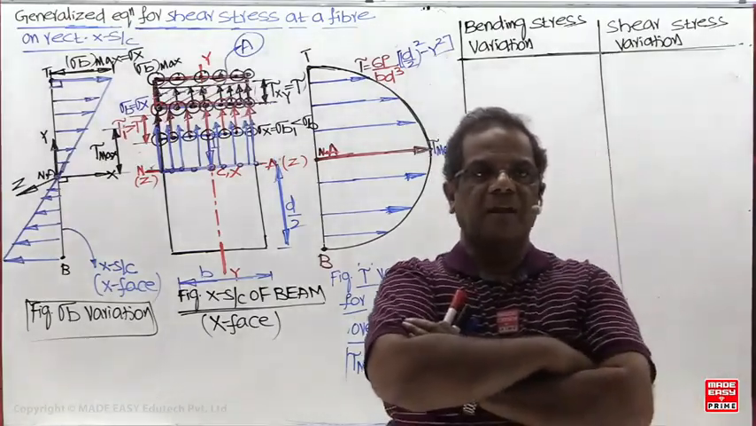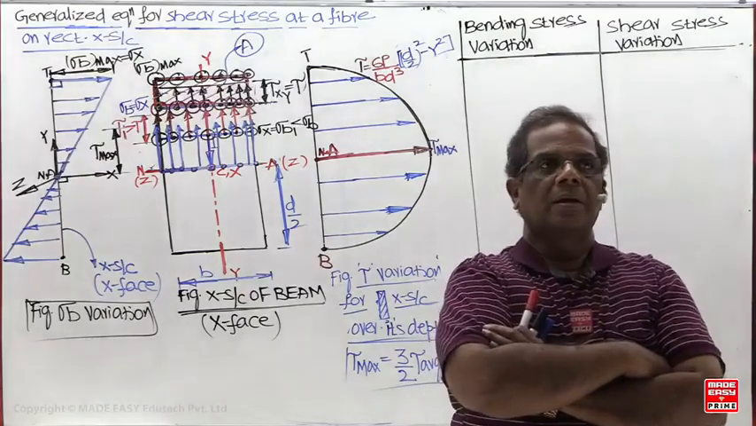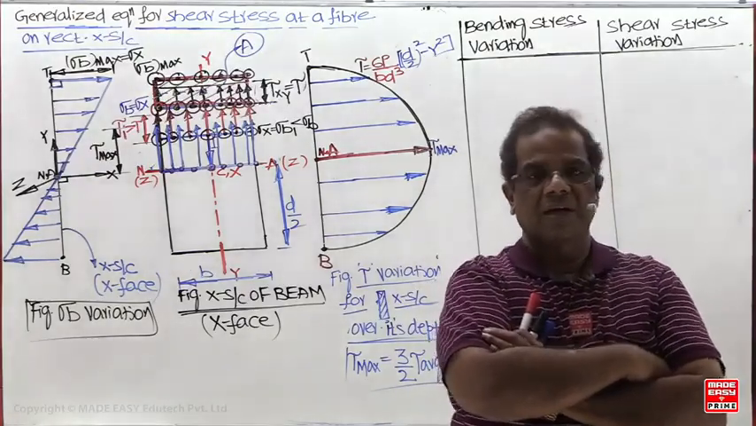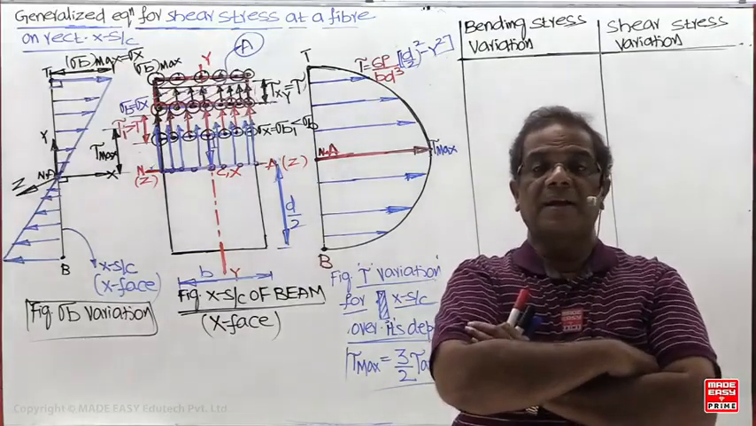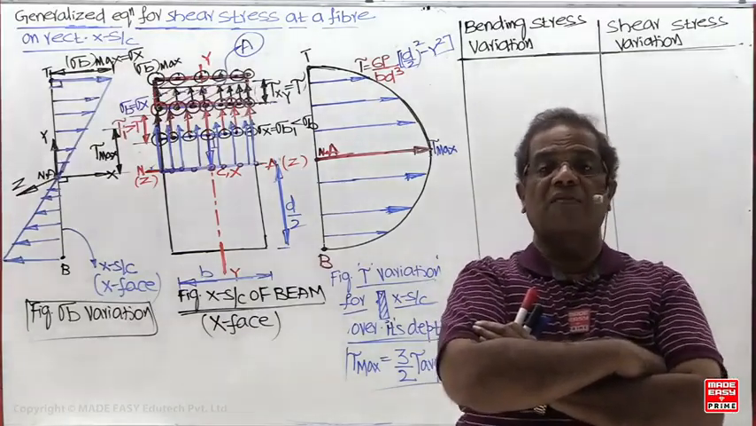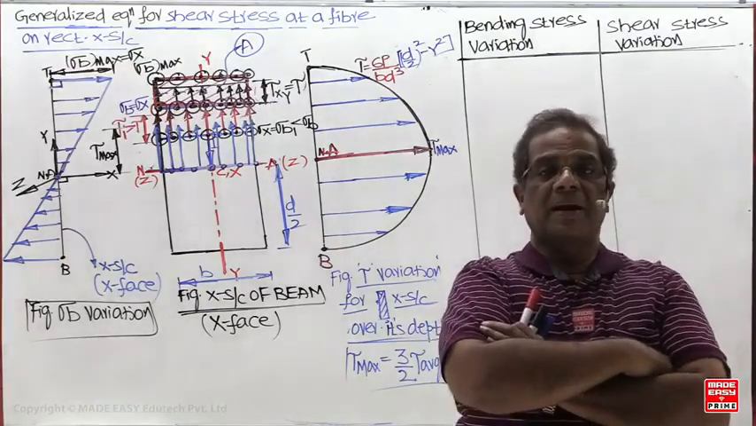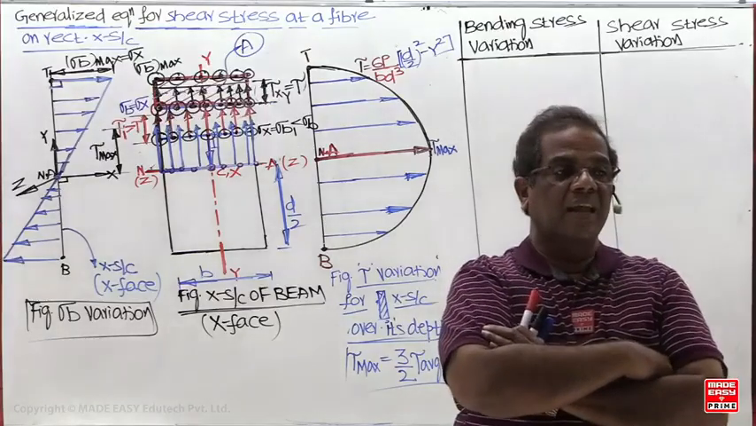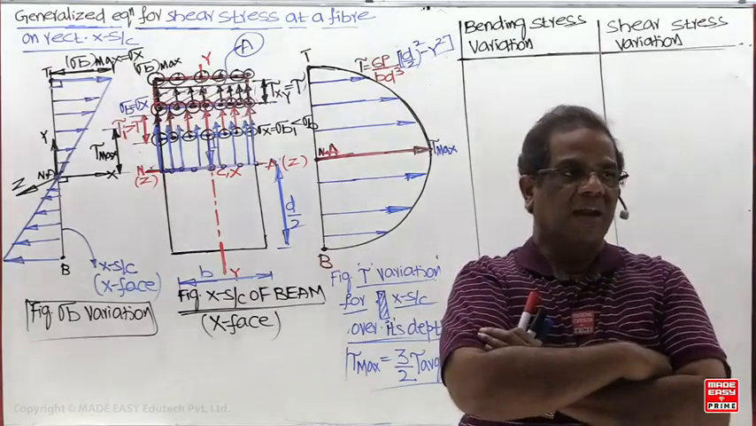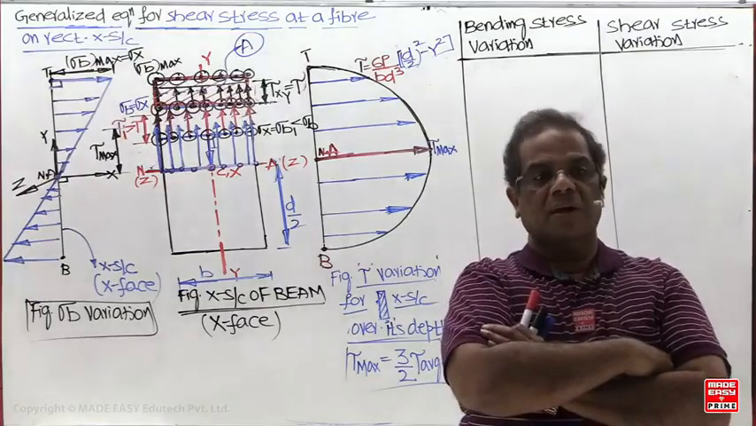Next, left hand side. Bending stress variation consists of two similar triangles for any cross section of the beam.